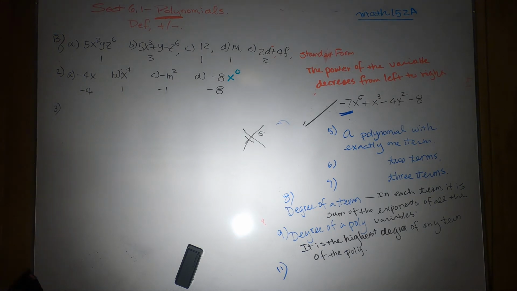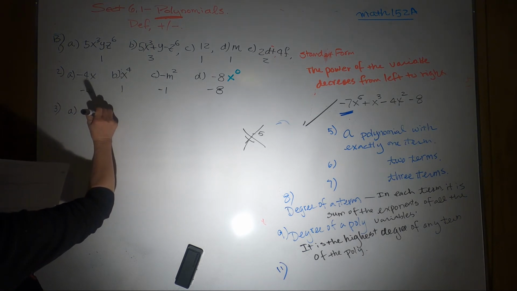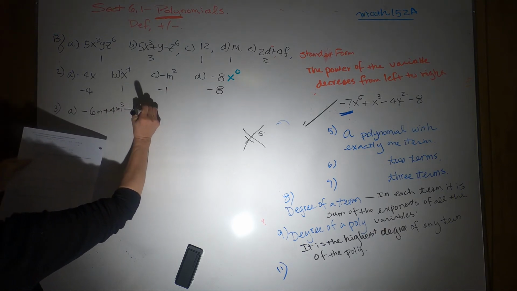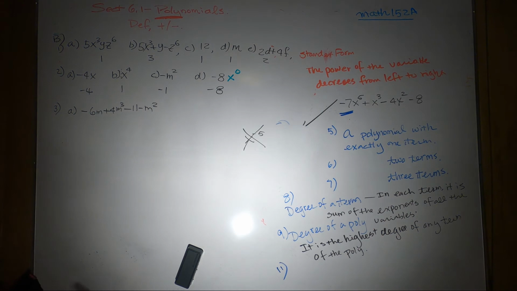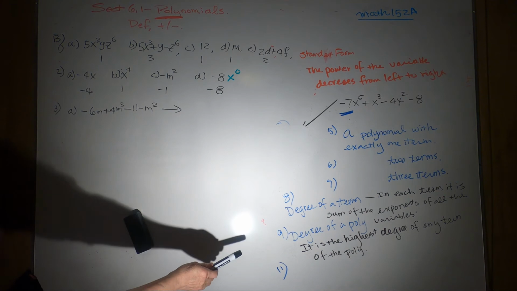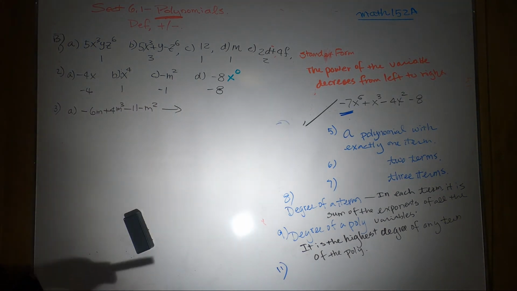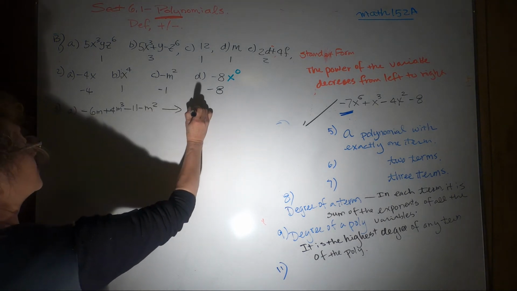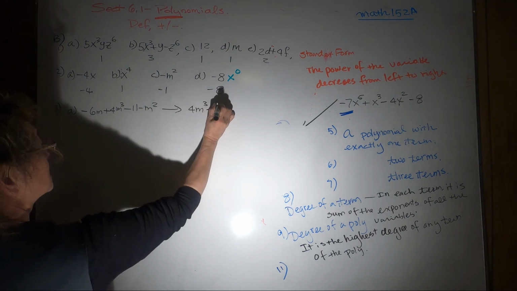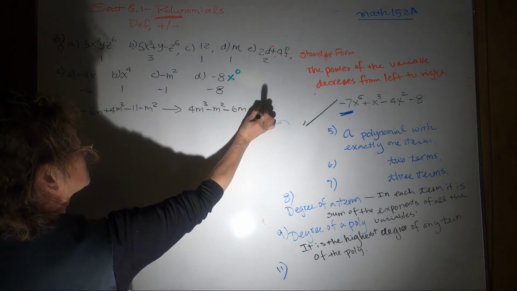Next one, write each one in what? Standard form. So this one, q minus 11 minus m squared. So write it in standard form. What do you think? Standard form means what? From the highest power to the lower one. So this one is 4mq. Next one is minus m squared. Then write a 6m minus 11.